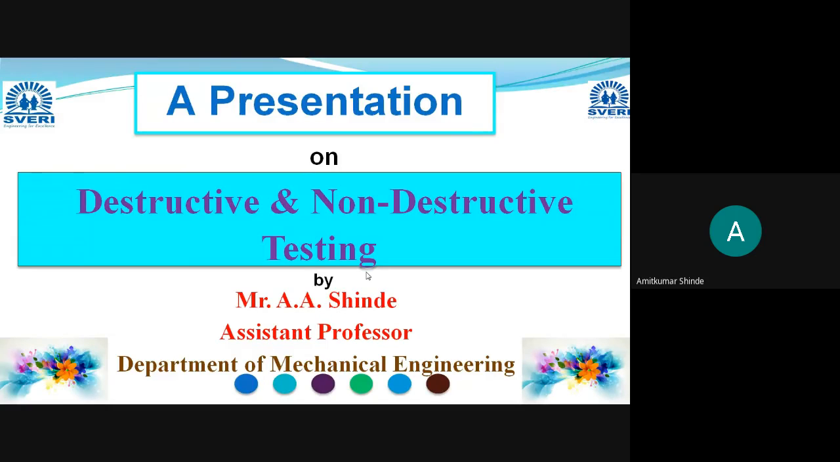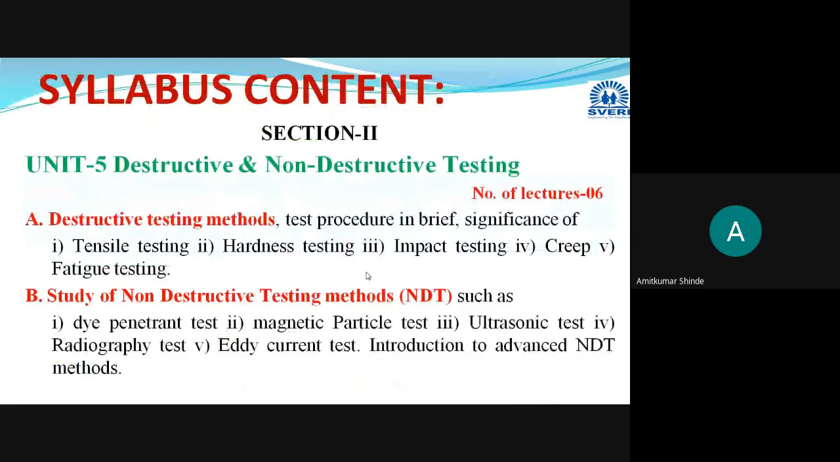Now, first we will go through the content, or you can say the syllabus content, for this chapter. This chapter consists of destructive testing methods and non-destructive testing methods. We will start with the meaning of non-destructive testing, then the meaning of destructive testing, and we have five to six types of each that we are going to discuss one by one.